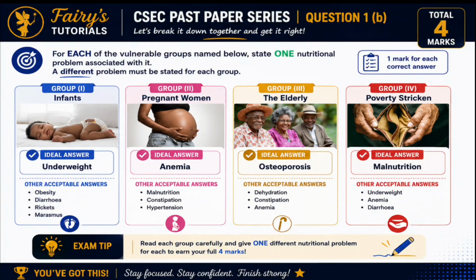All right, guys. Now, exam tip: read each group carefully, right? And give one different nutritional problem for each, and that's how you would have gotten your 4 marks. All right. Now, even though it says one nutritional problem, it's always nice to have some in the bag, because you may get an exam question that may not ask you for 1 but also ask you for 3, right? So it's always good to know more than one nutritional problem.